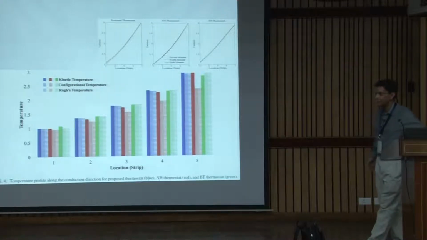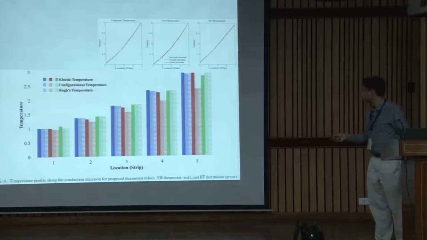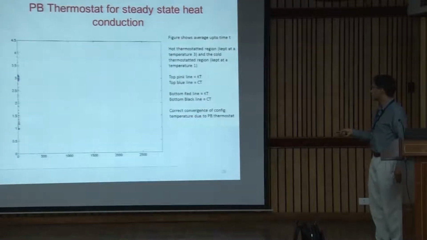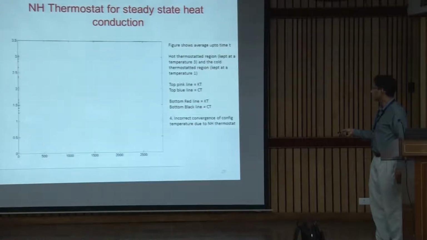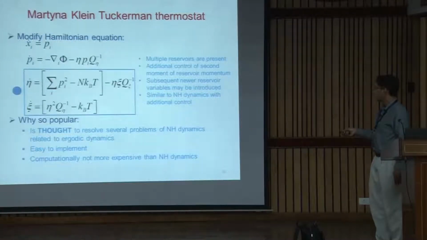So in the PB thermostat and the one other thermostat that you mentioned, there's a momentum sink. Momentum is being lost somewhere. Is that the reservoir that's taking up that momentum?